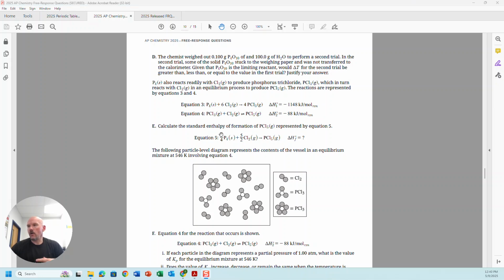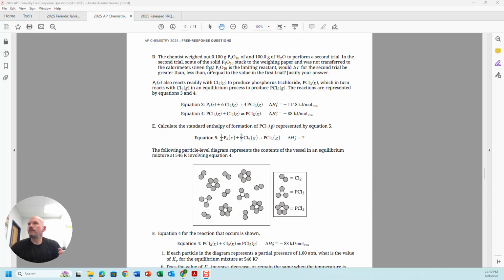So before we go into part E, we have to answer this question. So kind of a lab error question. So the student noticed that not all the solid made it in to the water. So that means less of this reacted, so it would produce less heat. And that means the temperature change of the solution wouldn't be as high, right?